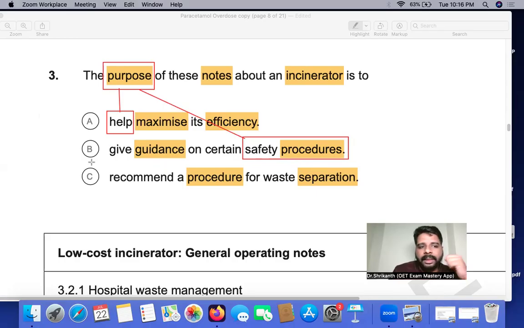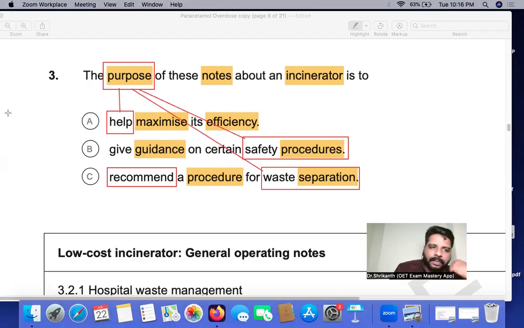Now, what is the verb in answer option C? Recommend a procedure for waste separation. So we have recommend, that is a verb over here, but more profoundly, we have waste separation as well. I would suggest that it is recommending, both are correct. I would say waste separation, recommending, I would choose both as well. It is recommending how to separate the waste over here. All right. So like this, this is a very tricky question. Therefore, all these words are also a little bit linked.